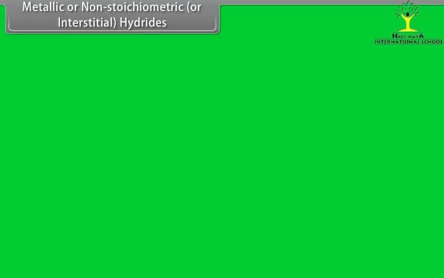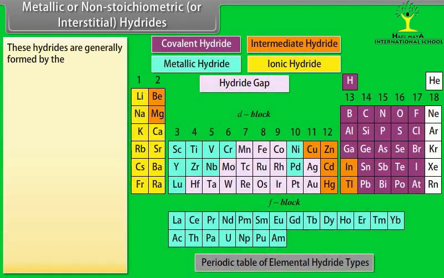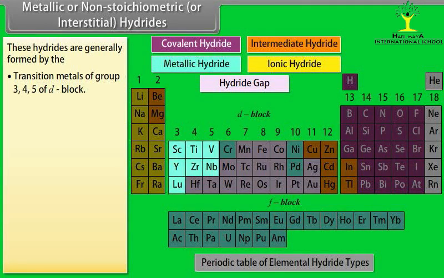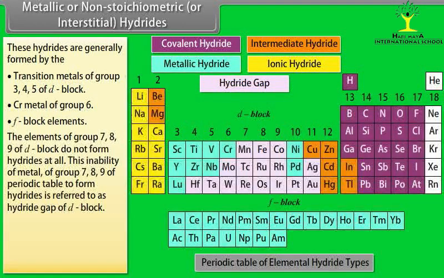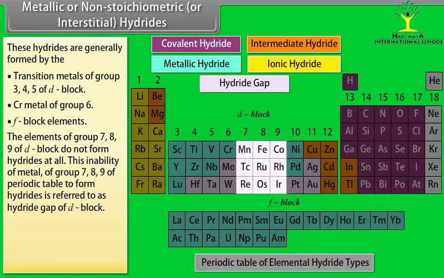Metallic or non-stoichiometric or interstitial hydrides. These hydrides are generally formed by the transition metals of group 3, 4, 5 of the d-block, Cr metal of group 6, and f-block metals. The elements of group 7, 8, 9 of the d-block do not form hydrides at all. This inability of metals of group 7, 8, 9 of the periodic table to form hydrides is referred to as the hydride gap of the d-block.